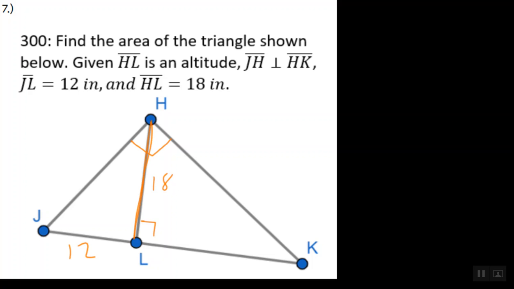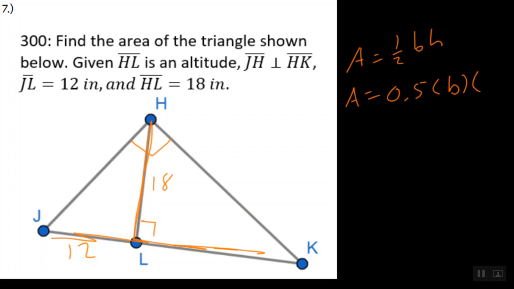Okay, so if I were to give you all our area of a triangle formula, remember it's 1/2 the base times the height, and that can be written as 0.5 times our base. Well, we actually don't know the entire base right here. That's what we have to find. So I'll leave that as the letter B times our height, which is 18.